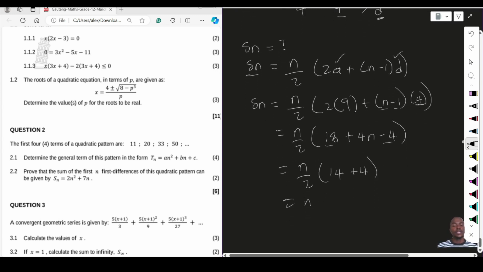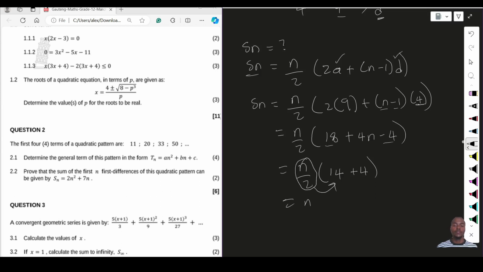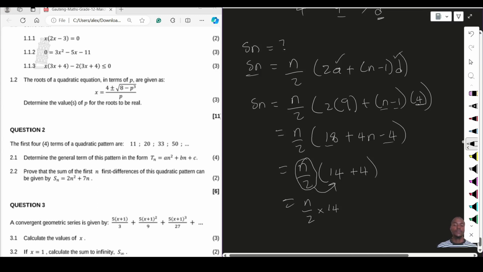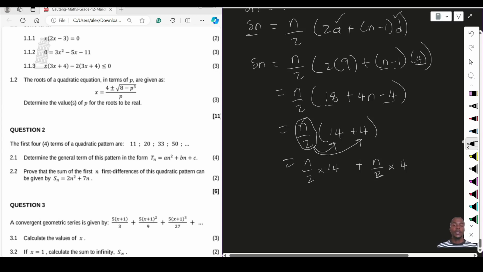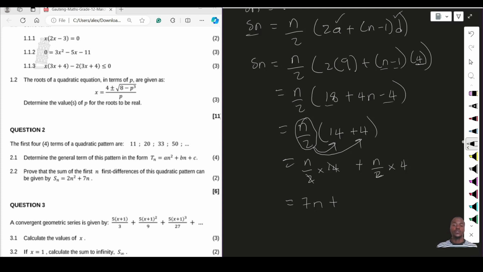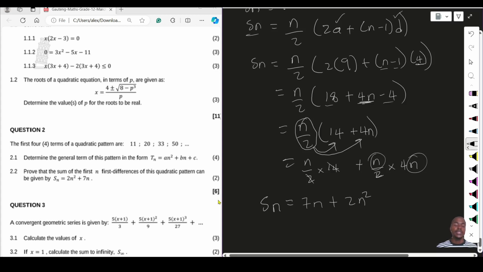From there, we can say n over 2 multiplied by 14 plus n over 2 multiplied by 4n. So here I introduce the multiply. So we're going to say this is equal to, how many times does 2 go into 14? 7 times. So this is 7n plus 2 divided by 4 is 2. This is 2n. But there's a mistake that I did here. Here it's supposed to be n, because of this 4n here and 4n there. Then n times this n is equal to 2n squared. So this is the Sn that they are looking for.